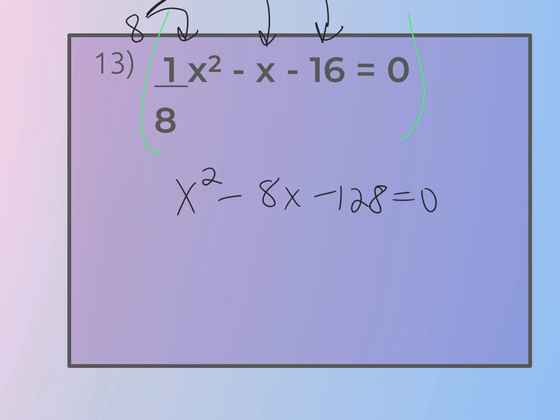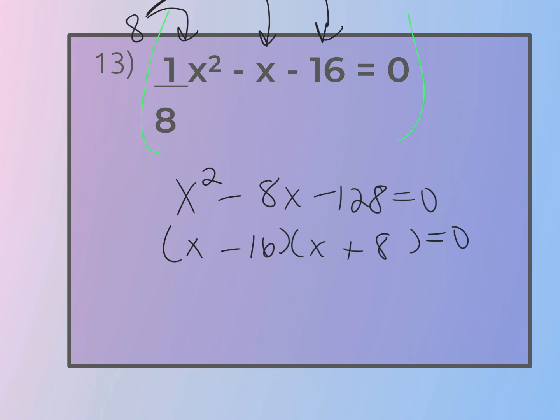Now, can we factor this? Yes. Do you know right off the top of your head all the factors of 128? No. But you're trying to get a negative 8 in the middle, so it's probably not going to be 1 and 128, right? The factors will probably be a little closer to each other. So go ahead, play around with some numbers. What kind of 16? What kind of 8?